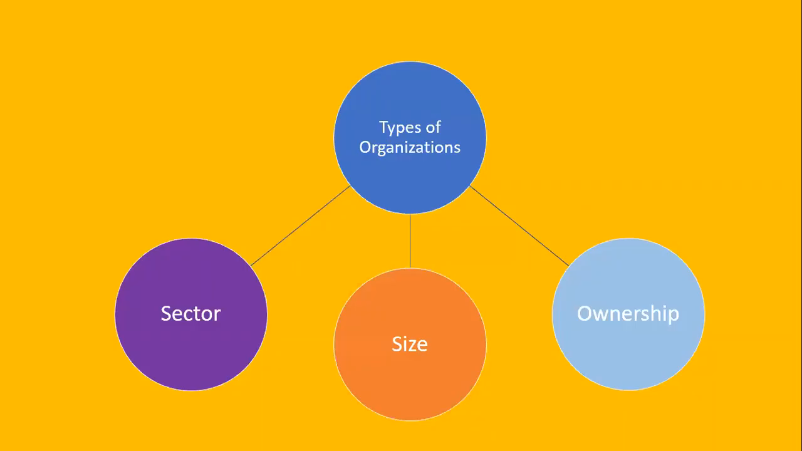So do you remember what we've been talking about lately? Yeah, we've been talking about types of organizations. We already studied the types of organizations according to sector and size. And last week, we started with ownership, the classification of organizations according to ownership.